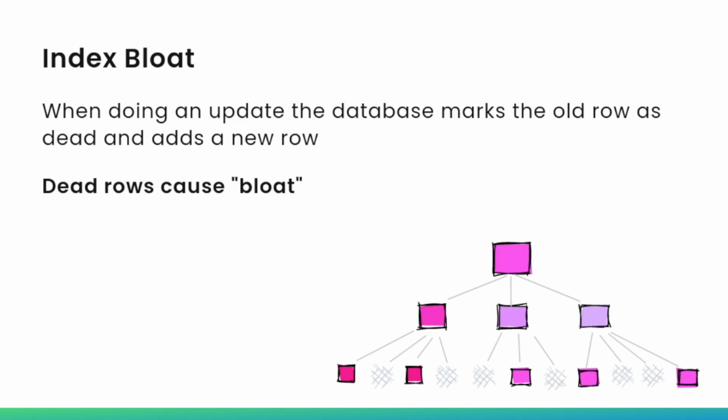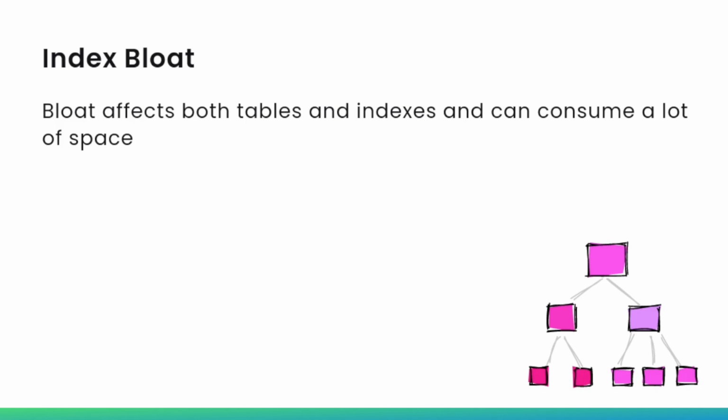So these rows that were deleted are now marked as dead, and these dead rows cause bloat, okay? So bloat, if you think about it, is like someone who's bloated, filled with air that needs to come out, right? So these dead rows cause bloat. Bloat affects both tables and indexes, and it can end up causing a lot of wasted space. So the index can be very bloated, filled with dead rows, and consume lots of space. So there are several ways of releasing that bloat.